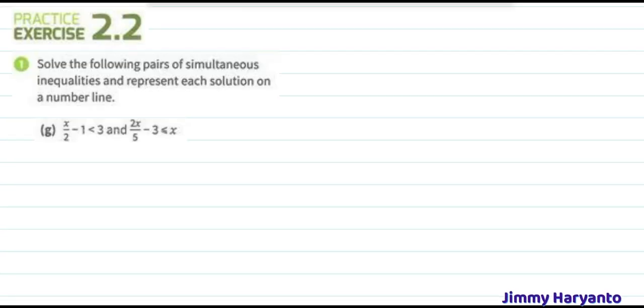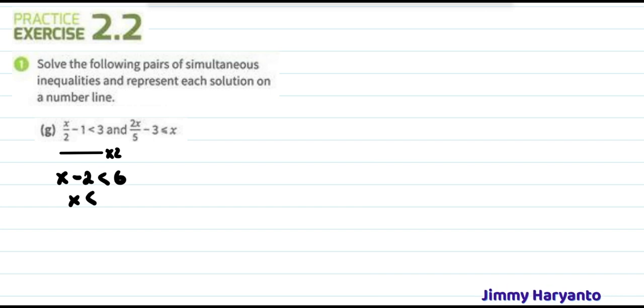And then the next one is 1g. For this one, I will multiply them all by 2. You will have x minus 2 less than 3 times 2 equals 6. And then I will move the negative 2: 6 plus 2 equals 8. That is the first. For the second one, I want to multiply them all by 5.